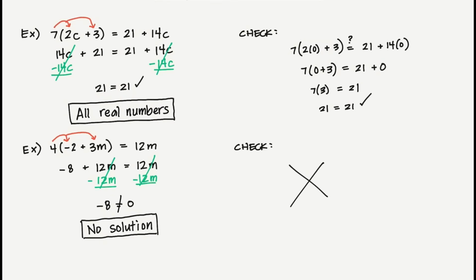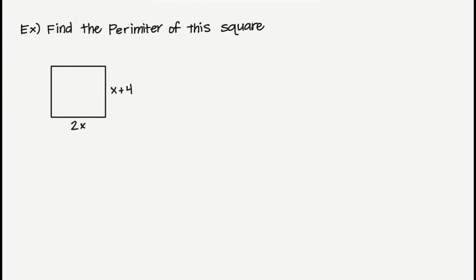We're going to move on to a final problem now. This time we have a square, and we're tasked to find the perimeter of the square. So if you recall, all sides of squares are the same. They are equal. So I can set them equal to each other. And then I can solve just like I've been doing. So I'm going to move the variables to the same side. And I have x is equal to 4.